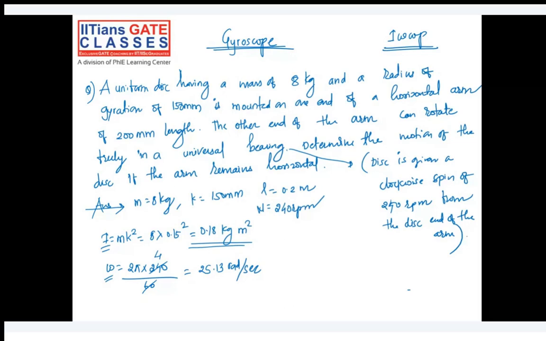So you have a uniform disk, like this you have a disk, right? And this disk is connected at one end of the horizontal arm, which is 200 millimeter in length, and the other end of the arm can rotate freely in a universal bearing. So here you have the bearing. Here you have given a clockwise rotation of 240 rpm, right? This is what they have.